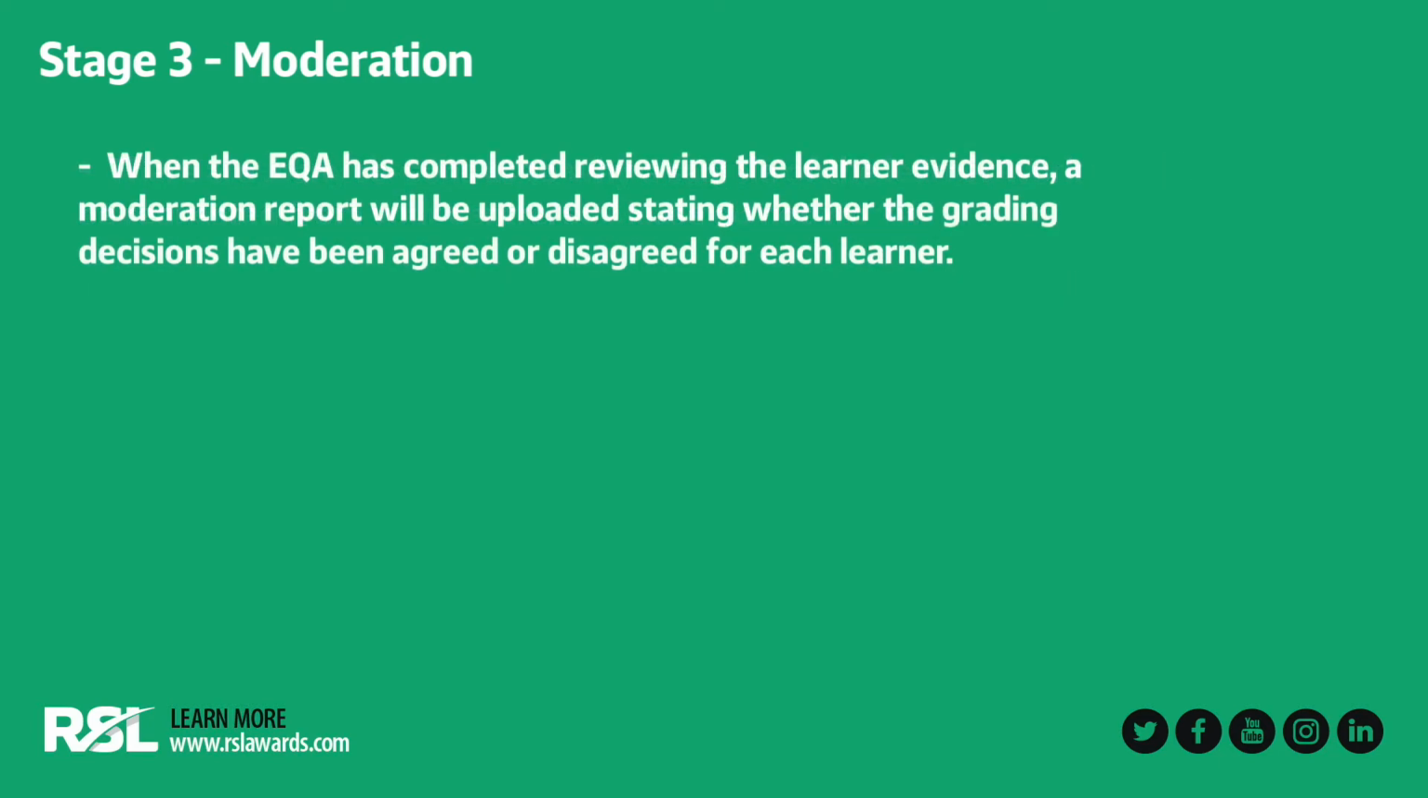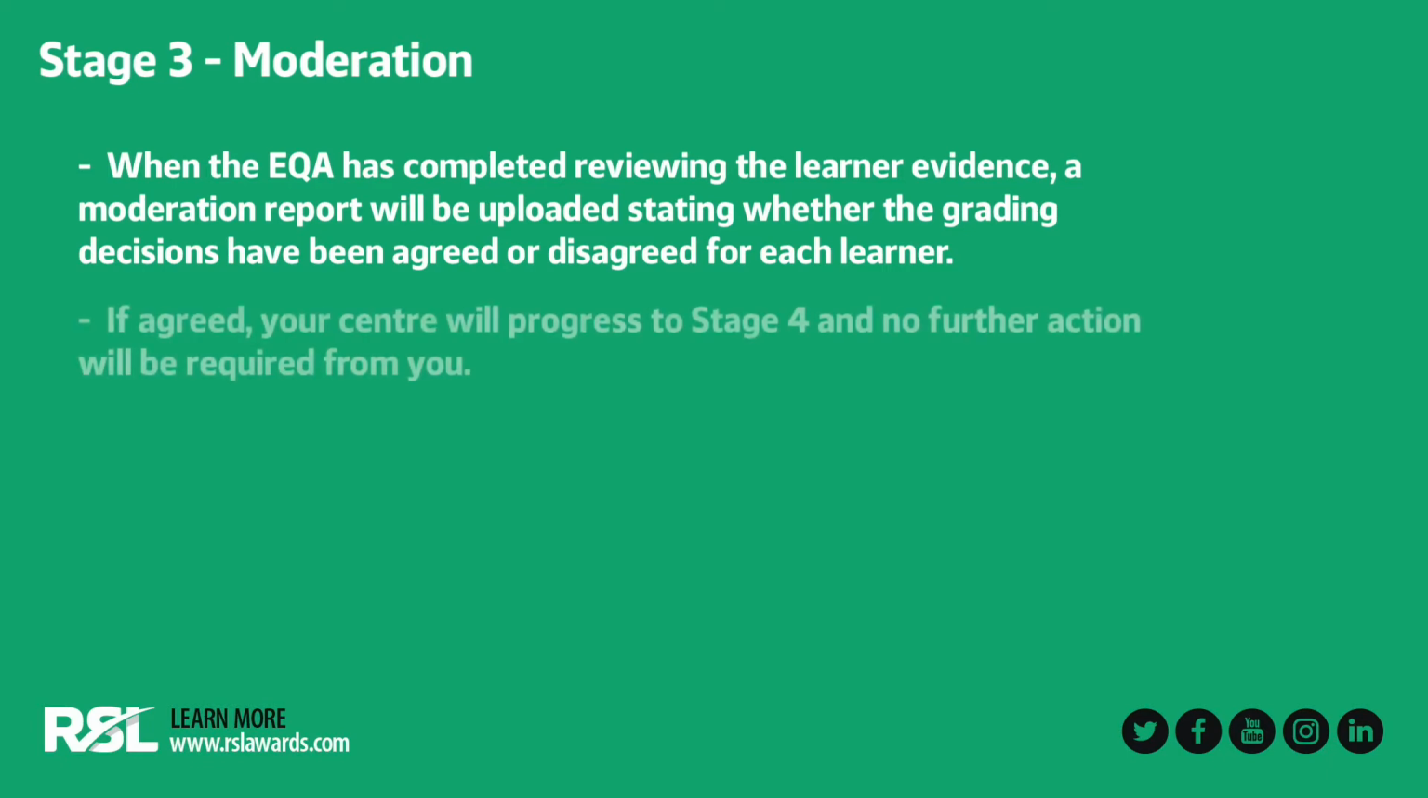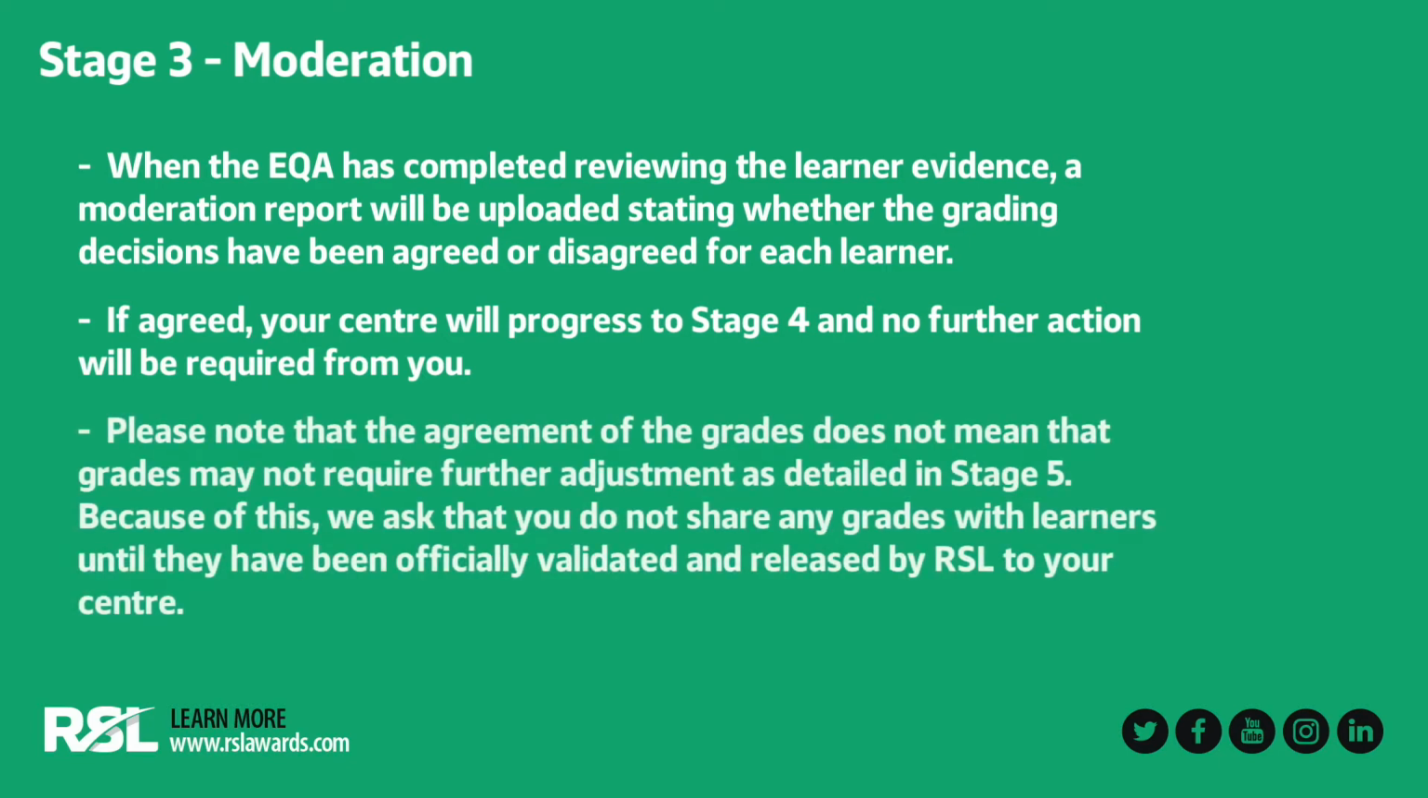When moderation has been completed, a report will be released which either agrees or disagrees with the grading decisions made. If the grading decisions are agreed, your centre will progress to Stage 4 and no further action will be required from you. Please note that the agreement of the grades does not mean that the grades may not require further adjustment as detailed in Stage 5. Because of this, we ask that you do not share any grades with learners until they have been officially validated and released by RSL to your centre.